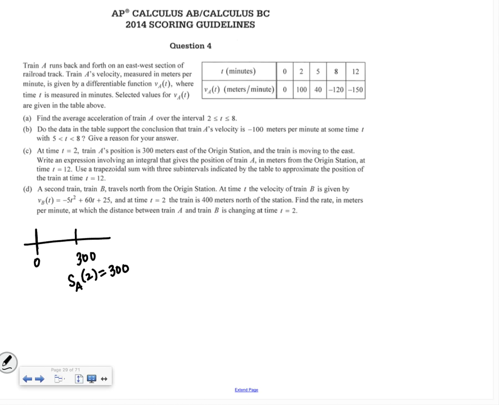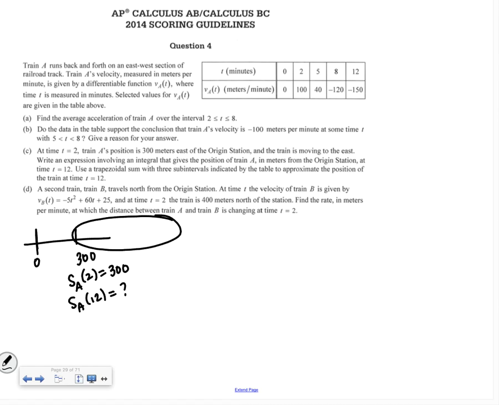And then we're going to have some kind of accumulation. We're going to have some kind of displacement that we're going to add to this. So it says write an expression involving an integral that gives the position at time t equals 12. So use a trapezoidal sum with 3 subintervals indicated by the table to approximate the position of the train at time t equals 12. All right, so basically if I'm finding the position at time t equals 12, I need to use that initial condition of 2.